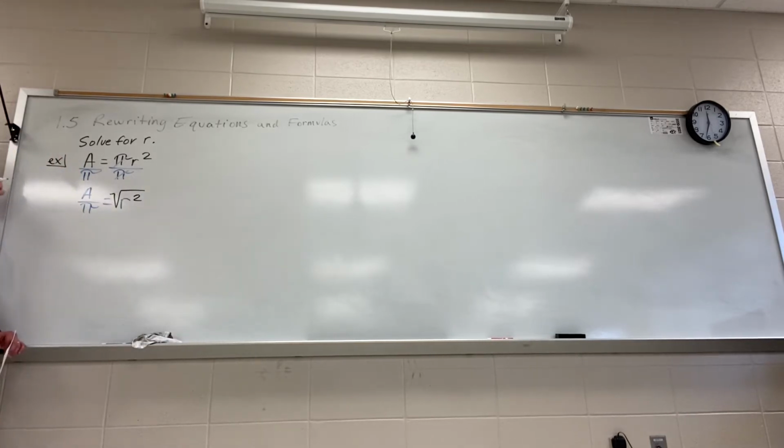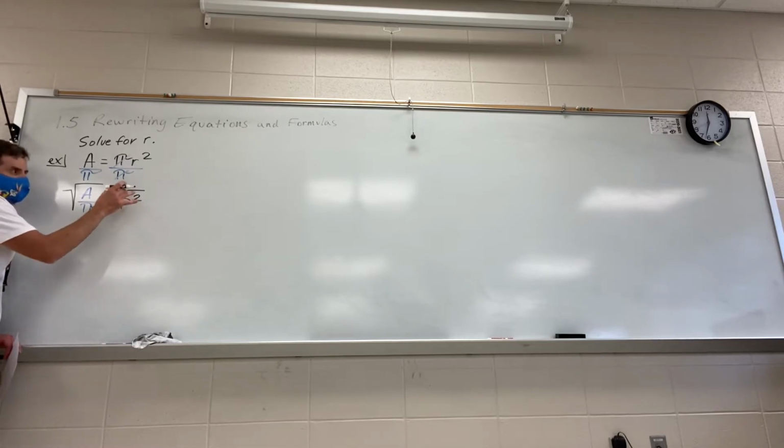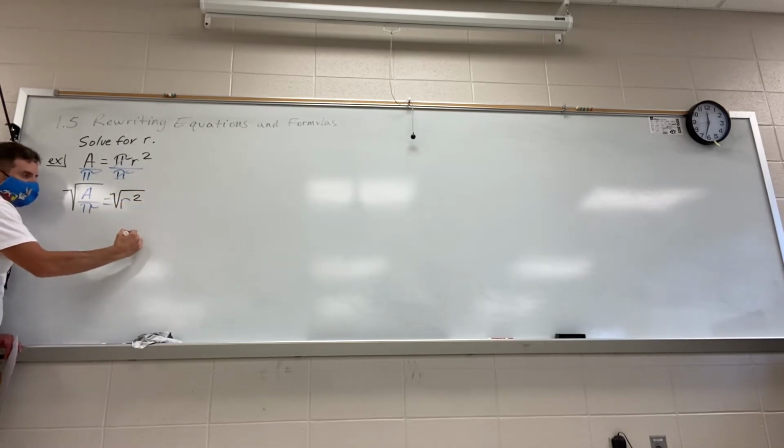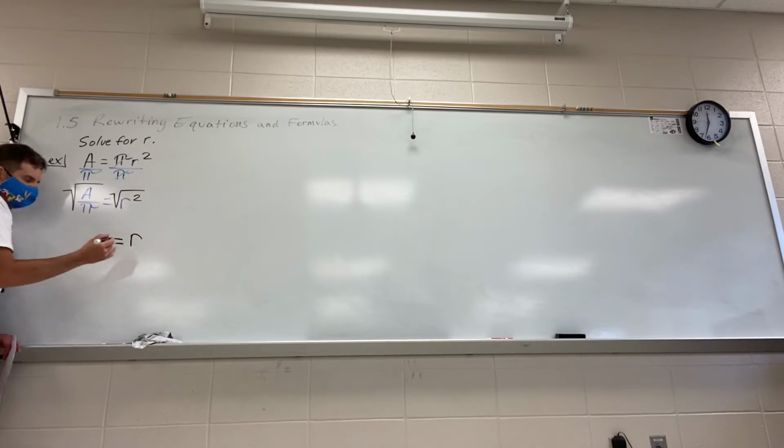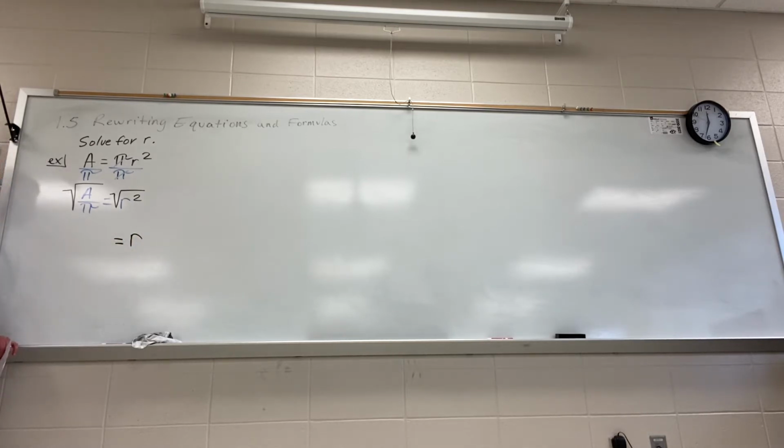Now, what do we got to do though to keep things balanced? The other side. And here's the thing: we're square rooting the entire thing. So our final answer, we finally have square rooting, getting rid of the squared, so we're left with r equals, and there's nothing really that we can do here, so we'll just leave it as square root of a over pi. We're done.